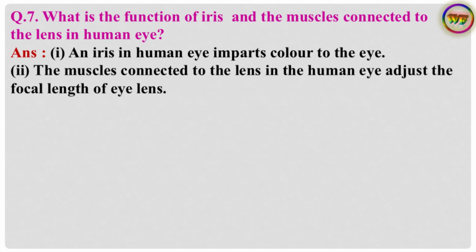Question 7. What is the function of iris and the muscles connected to the lens in human eye? Answer. Point 1. An iris in human eye imparts color to the eye. Point 2. The muscles connected to the lens in the human eye adjust the focal length of the eye lens.